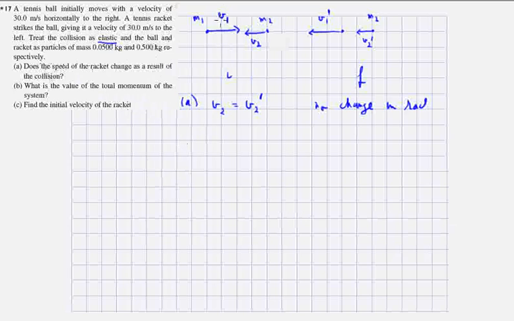The kinetic energy of the tennis ball remains the same. The speed remains the same, so its kinetic energy remains the same, which means the kinetic energy of the racket has to be the same before and after. And that means that the speed of the racket has to be the same before and after.